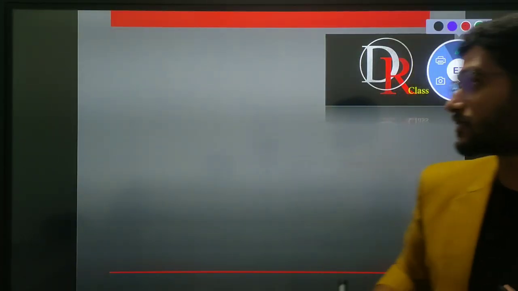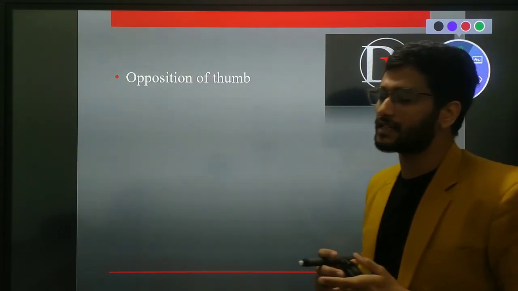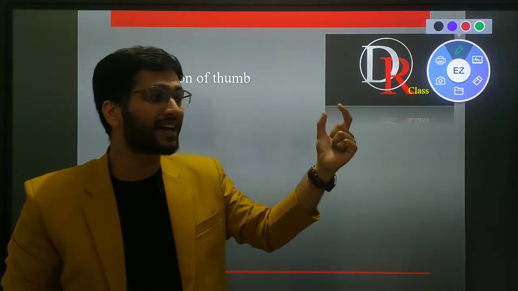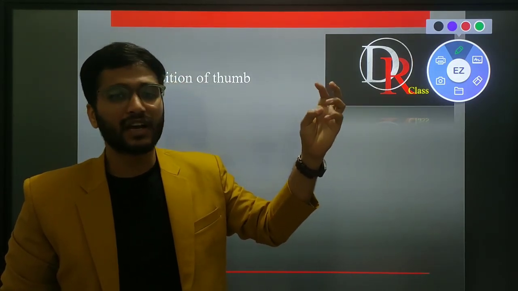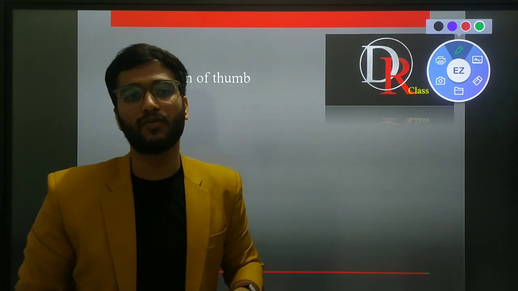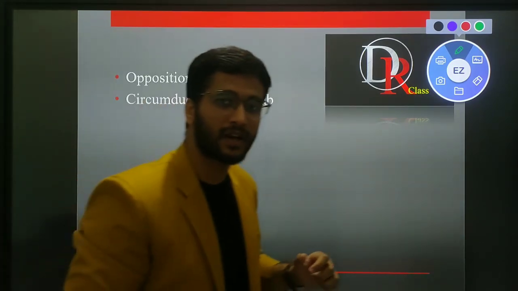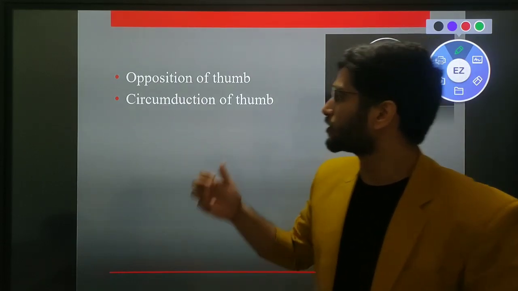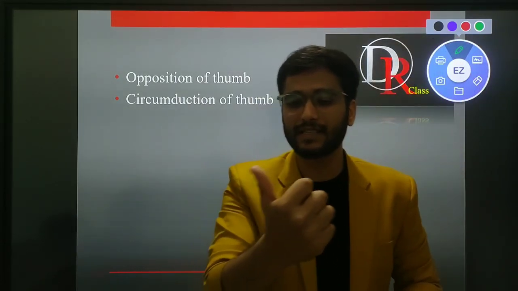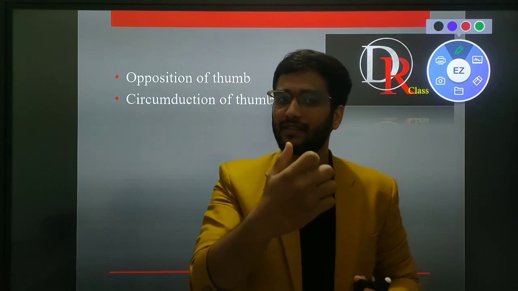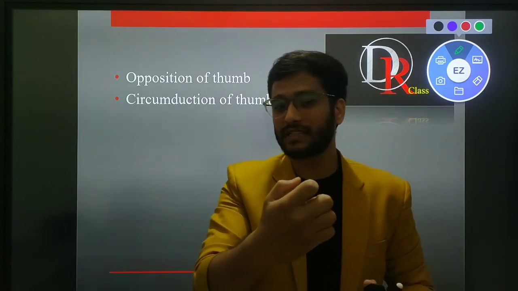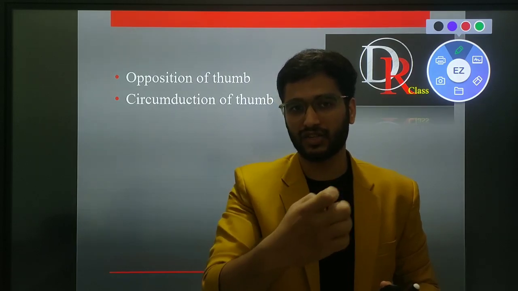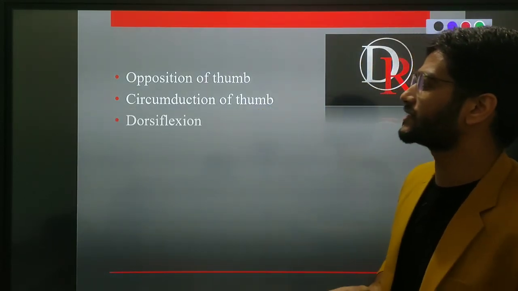Let's look next. Another one is the opposition of the thumb. Opposition of the thumb is when you touch the thumb with any finger of the palm; that kind of movement is known as the opposition of the thumb. The next one is the circumduction of the thumb. We already learned about the circumduction of the thumb. Circumduction is the movement which is the combination of extension, abduction, flexion and adduction. That kind of movement is known as circumduction.